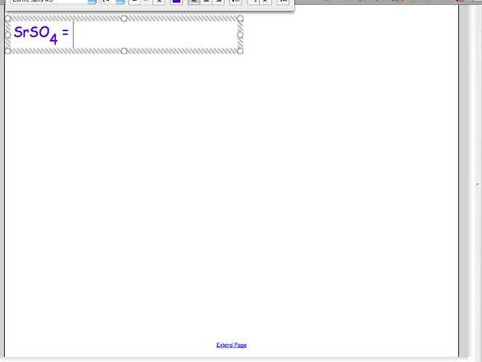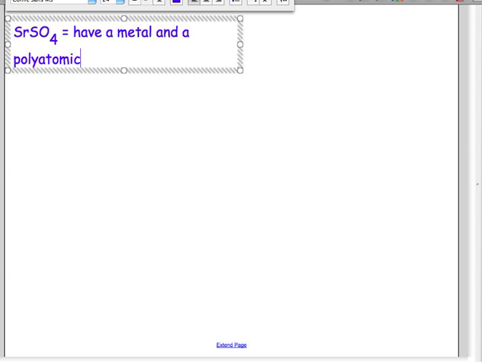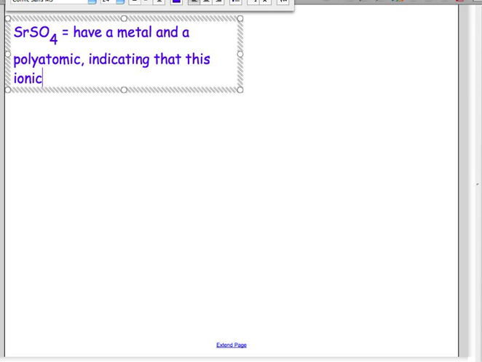So if this is your thing and you want to figure out is it ionic or covalent, you can look at a couple things here. Check if your first element's a metal. Check if you have a polyatomic, anything like this. So if you look here, we have a metal and a polyatomic. So if you look at the last slide we looked at, that's indicating that this is ionic. And that just means that you would follow normal ionic rules, and we would call this guy strontium sulfate. Again, you've got to remember metals are on the left of your periodic table, non-metals are on the right, that kind of thing. So let's do a couple more.